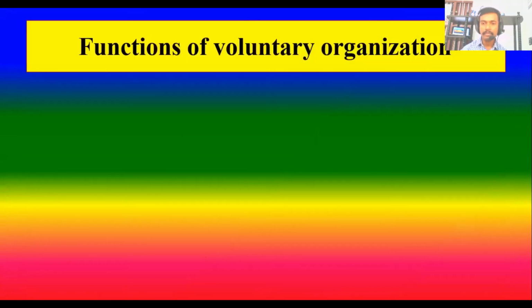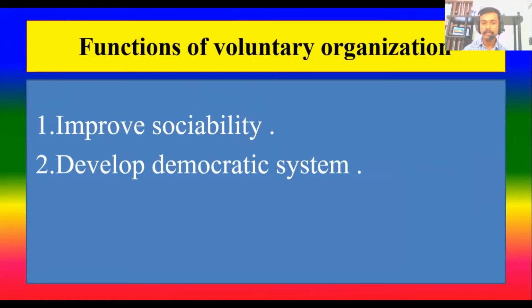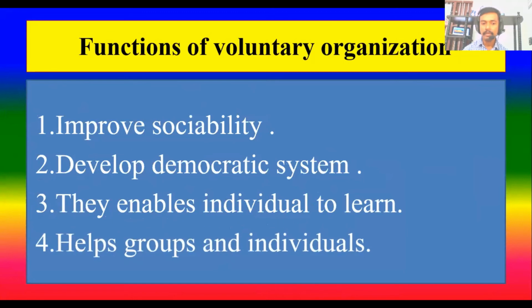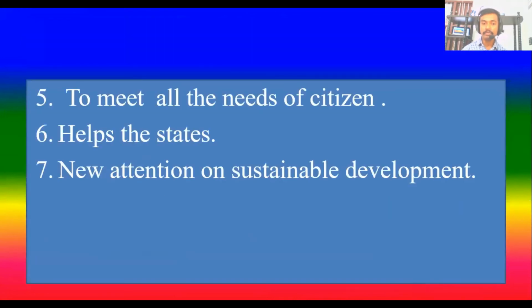Then functions of voluntary organizations. First function, improve sociability and develop a democratic system, which is very important, through people's participation. Then they enable individuals to learn, help groups and individuals, and mainly help vulnerable sections. Next, meet all the needs of citizens, then help the state government, for example implementing various programs in healthcare, such as immunization programs.